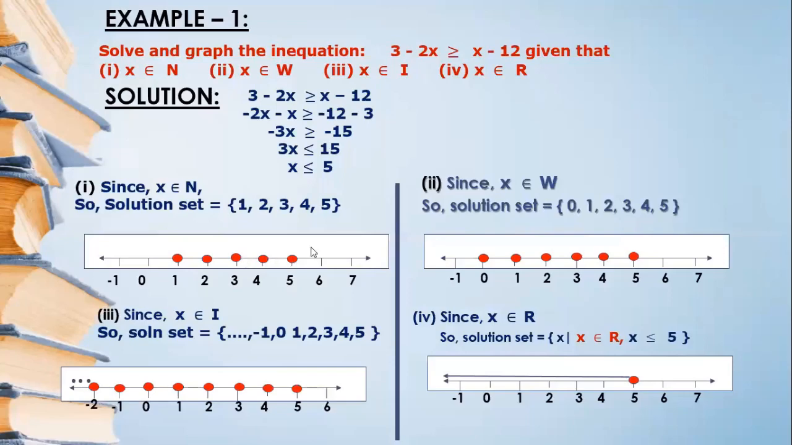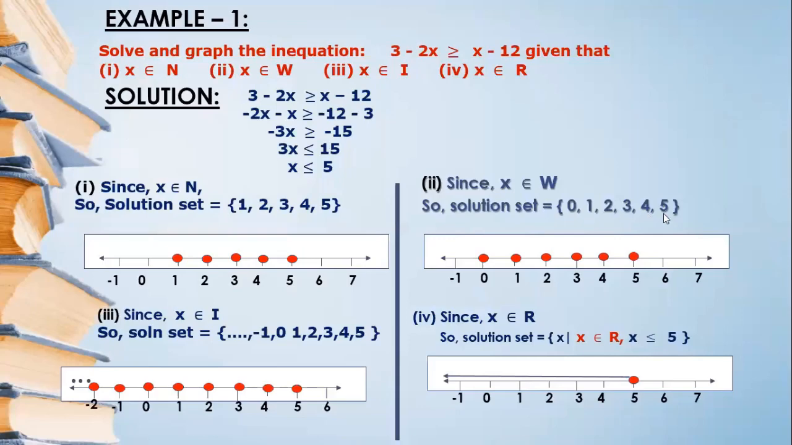Second case is when x belongs to whole numbers. Since whole numbers start from 0, 1, 2, 3 and go up to infinity, according to the solution, x is less than or equal to 5 means all the whole numbers which are less than 5 and equal to 5 will be included. So we will get the solution set as 0, 1, 2, 3, 4 and 5.